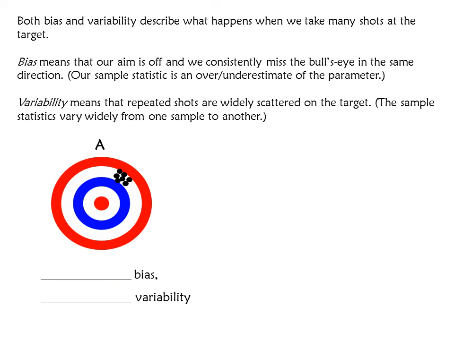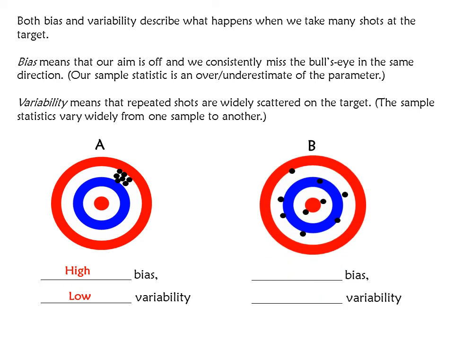So looking at target A, we see that the majority of the arrows have been shot in the same direction away from the bullseye. However, all of the dots are consistently close together. So the bias is high because it is not close to the middle, and variability is low because the shots are close together.